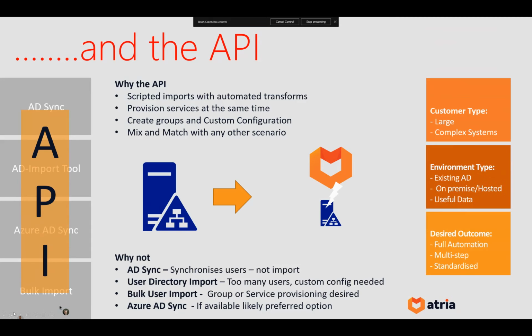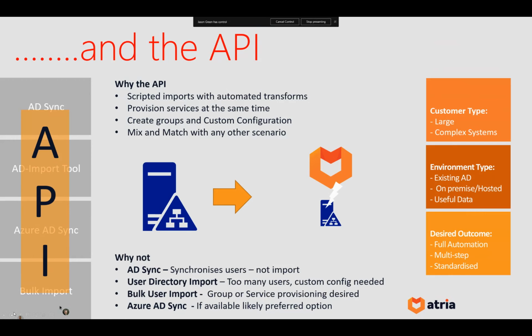And as Jason alluded to in the introduction, and the API. And the reason we've kind of kept the API a little bit separate is that the API is not an either or, unlike most of the rest of these. The API is definitely something that plays nice with all of the scenarios that we've just run through. So the API is definitely more complex than the scenarios we've just shown you, but it's also very, very powerful.